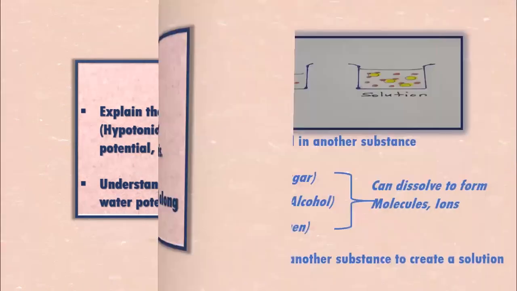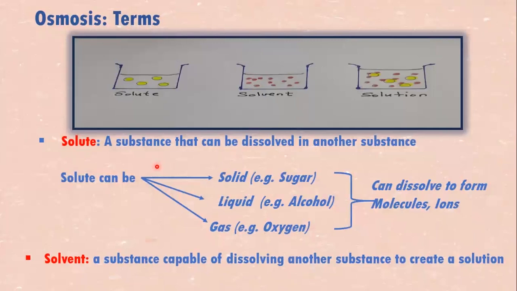Well, the terms solute, solvent, and solution. What's a solute? A solute, as we have made it, it's going to be yellow all through this lesson. It's a substance that can dissolve in another substance. And solutes can be solid, liquid, or gas. And solutes dissolve to form molecules or ions.